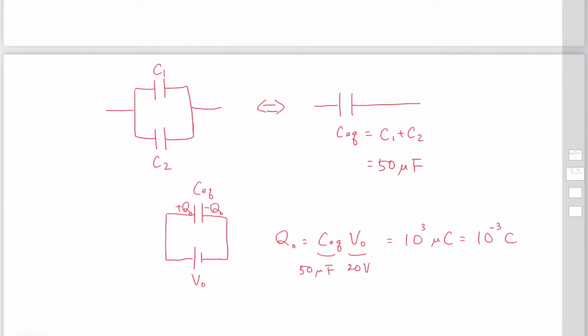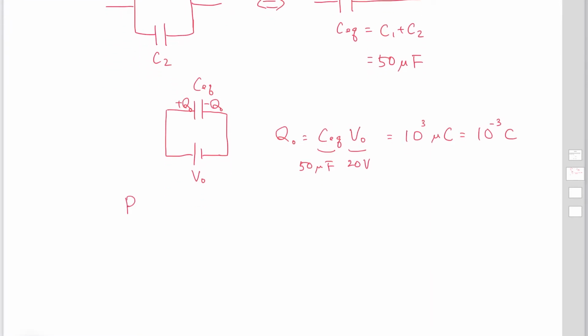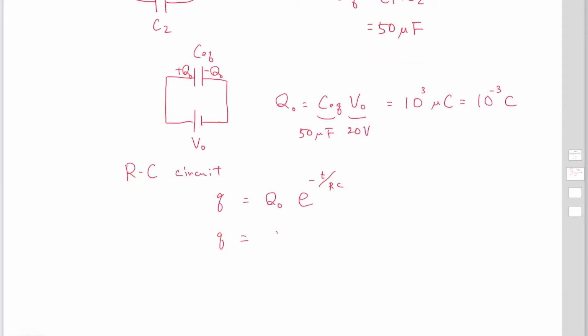Then we consider the RC circuit. The charge on the capacitors can be calculated in the RC circuit. Q is Q sub 0 times exponential minus t over RC. Energy is dissipated by the resistor, so the charge is decreasing with time. The charge on the capacitors can also be calculated as Q equals equivalent capacitance times voltage.